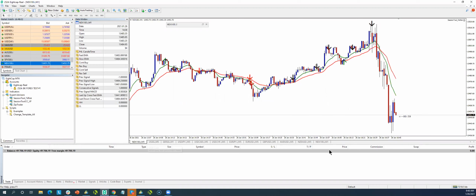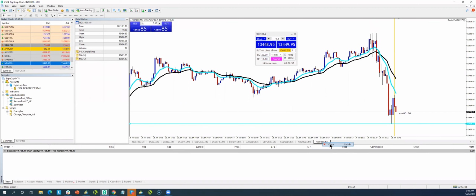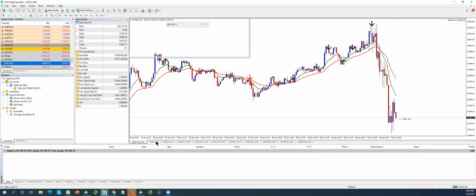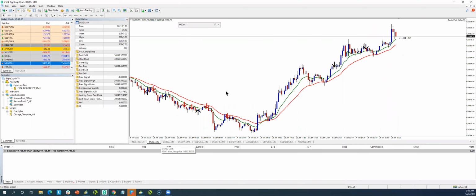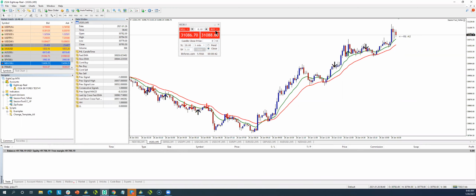All right, something is clearly wrong with this. I'm going to kill this, close this chart. Let's take a look at Dow. Let's just see if Dow actually is working here for me. Let me see if I can set the Dow. Yeah, that's working.